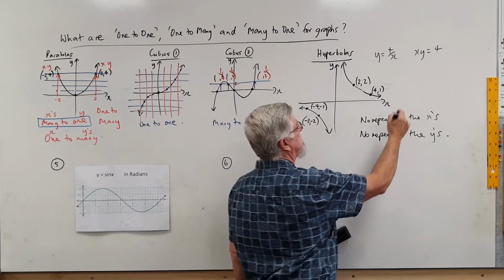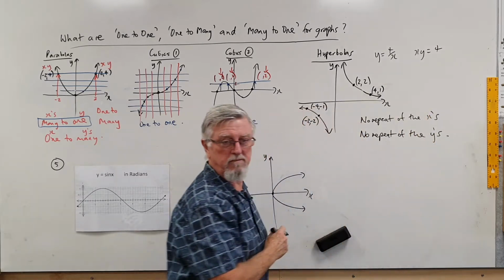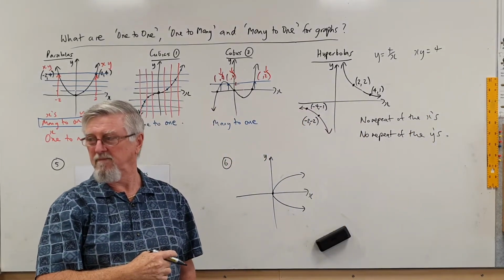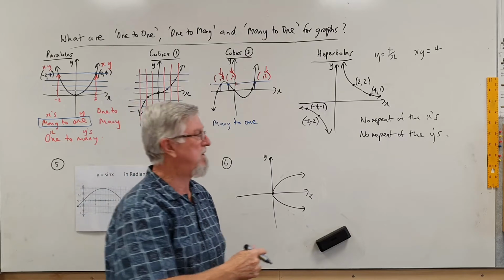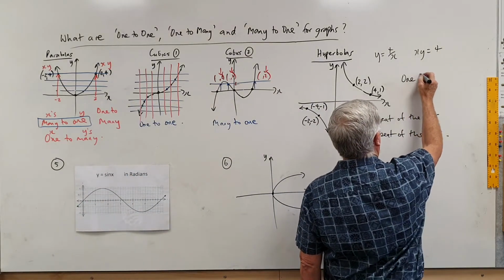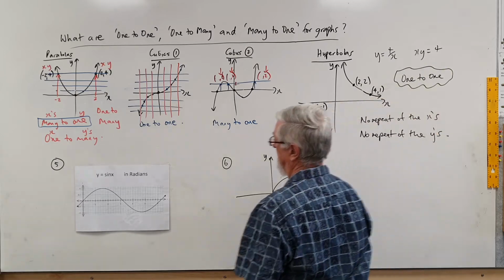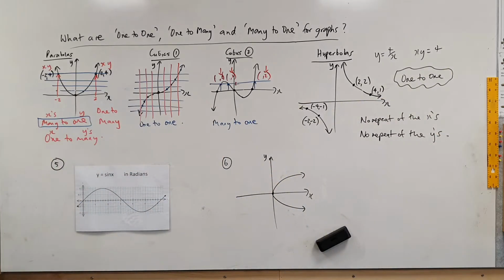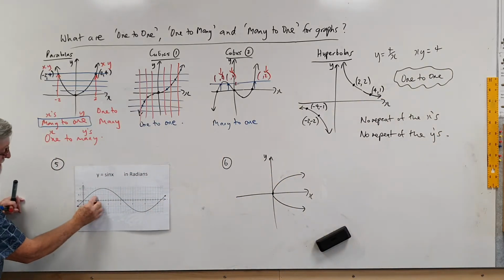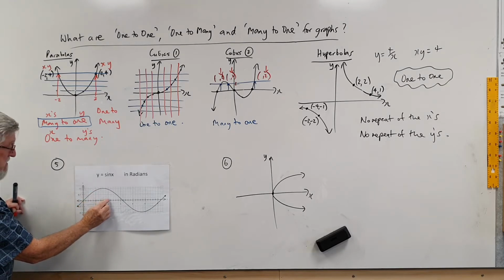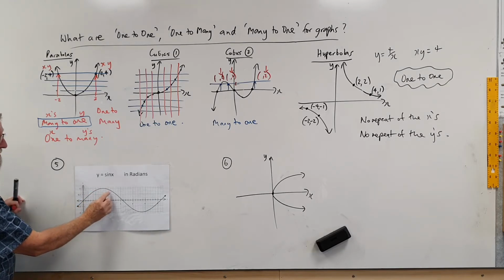They're all unique. What's that one called? 1 to 1. So for each x, there's one y, 1 to 1. So that's a clear 1 to 1. This one, for that x, I'll get a y value. For that x, I'll get a y value, and I could keep going.